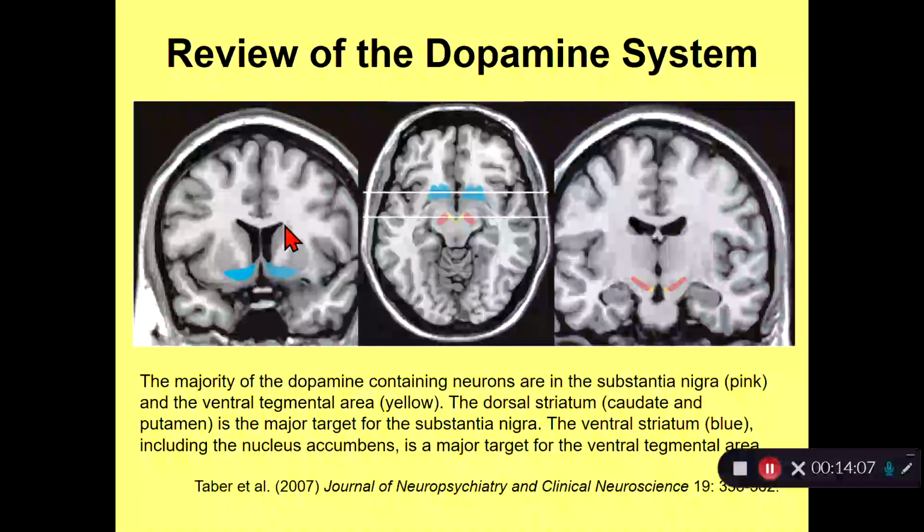Here's what these places look like on an MRI scan. This is a structural scan. Shown in pink is the substantia nigra. Shown in yellow is the ventral tegmental area. You can see that the substantia nigra is bigger than the ventral tegmental area. The substantia nigra projects to the dorsal striatum, and it's involved mainly in movement initiation. The ventral tegmental area is involved in pleasure and reward and projects to the ventral striatum, shown in blue, which is mainly the nucleus accumbens, but not only nucleus accumbens.